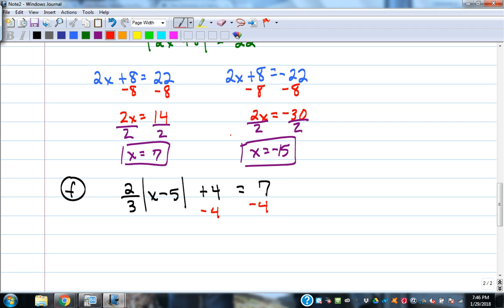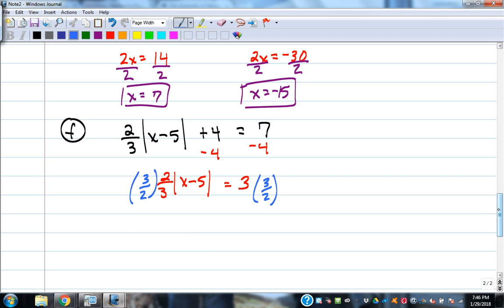So we're getting the like terms together. So there's 3 equals 2/3 absolute value of x minus 5. How do I get rid of 2/3? Divide by 2/3, or I'm going to multiply by the reciprocal. I'm doing that, solving equations. Dividing by 2/3 is the same thing.